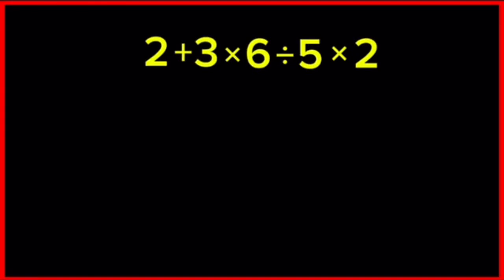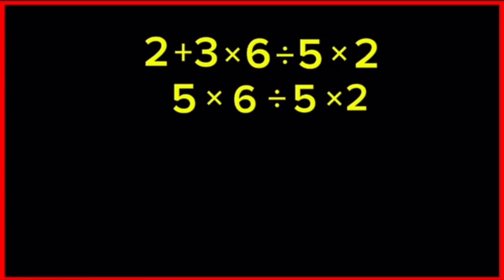A huge number of people will look at the expression and immediately start with 2 plus 3, giving them 5. Then they bring down the times 6, the division symbol, the 5, and the times 2, turning the expression into 5 times 6 divided by 5 times 2.